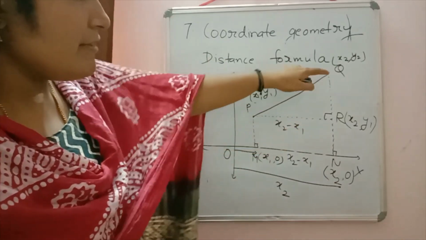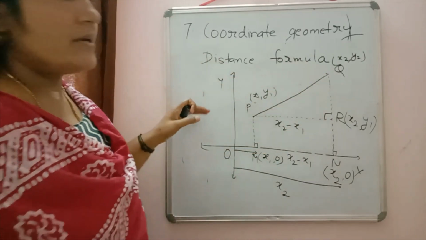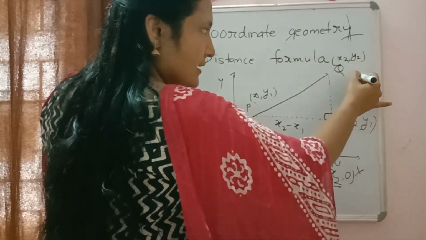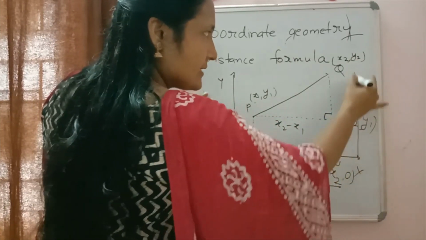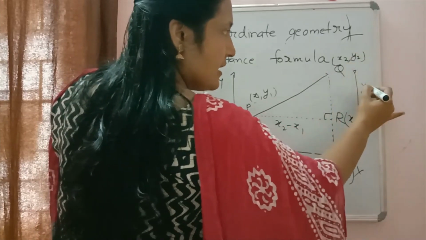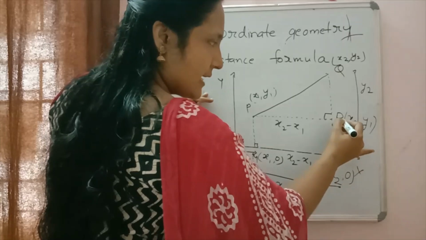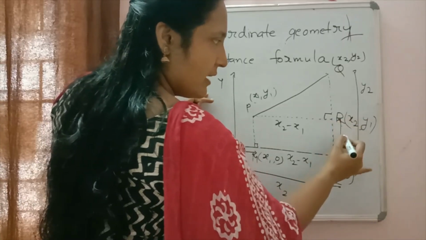Now in the same way, we will check what the distance QR will be. Since it is a vertical line, we want the y-coordinate. So from the x-axis to the point Q, the distance is y2. And from the x-axis, the y-coordinate of R is y1.